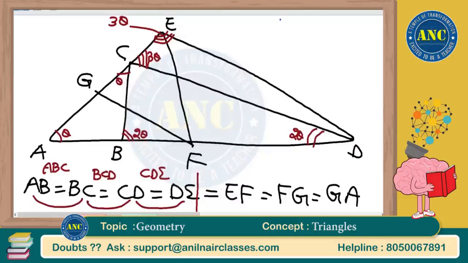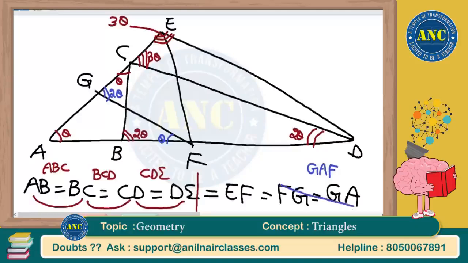Angle A is equivalent to angle F. Which triangle is it? GAF. So angle A is equivalent to angle F. This is also theta. If this is theta, theta, this will become 2 theta.